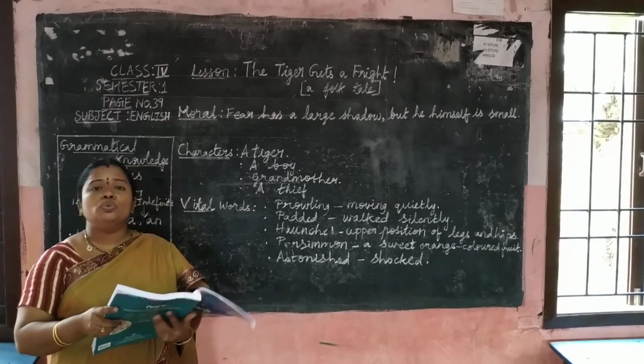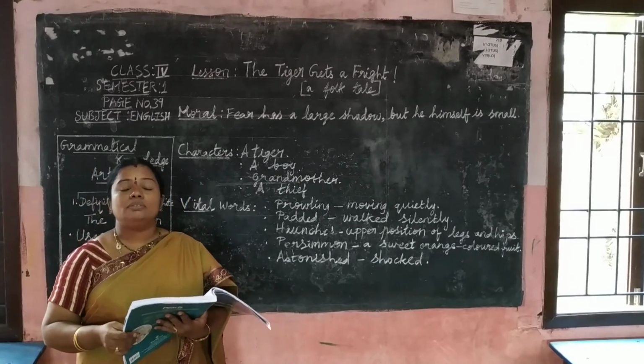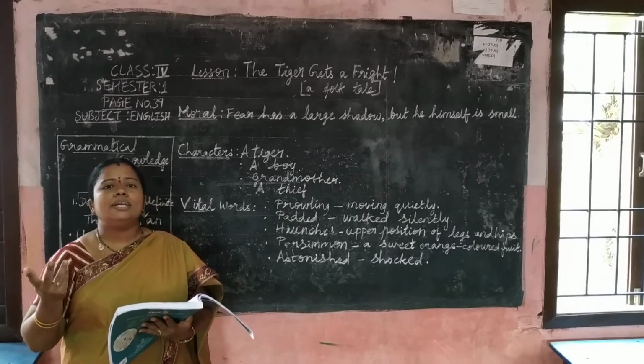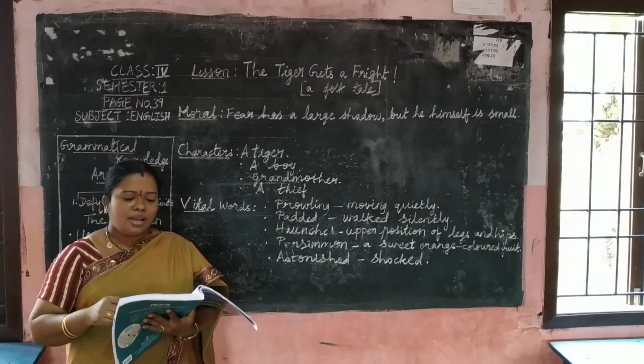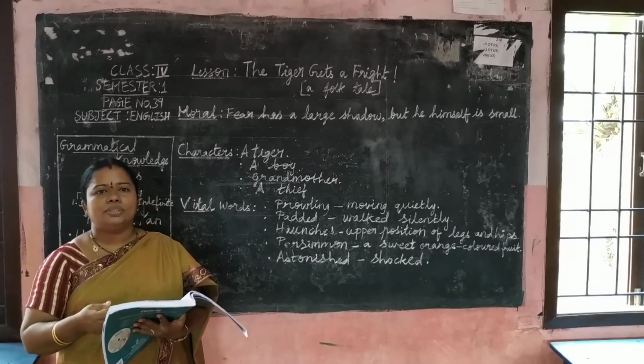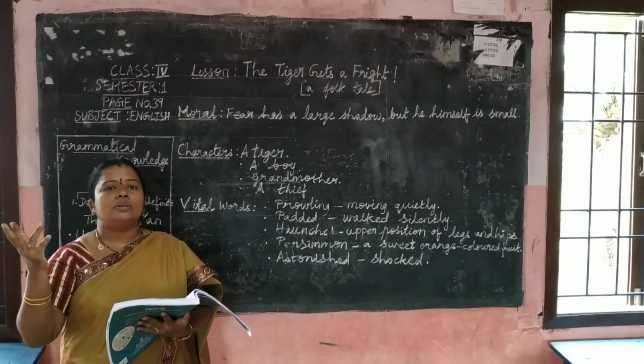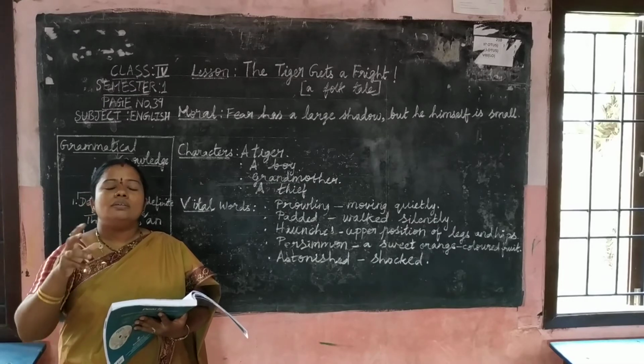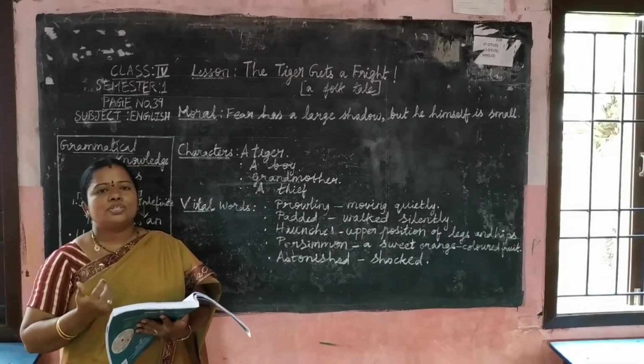The thief too was terrified. The thief too was very afraid. Why? When he came out of the house holding the tail of the tiger, because of the moonlight, he saw the creature.